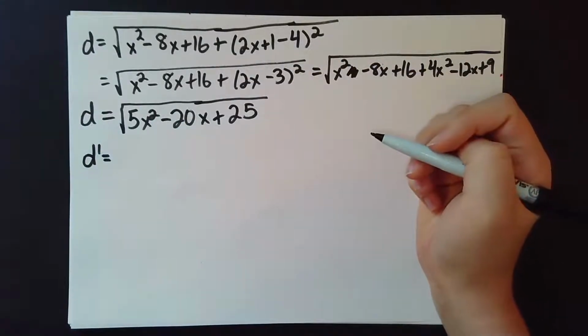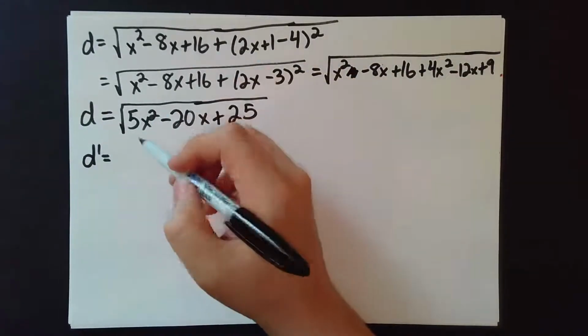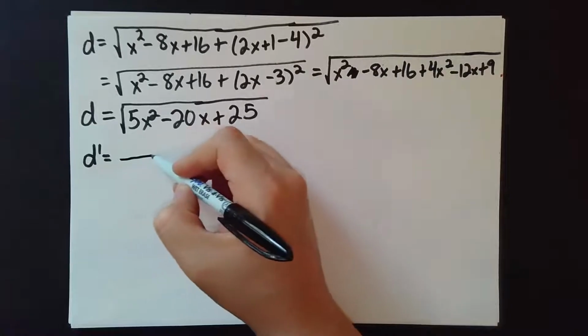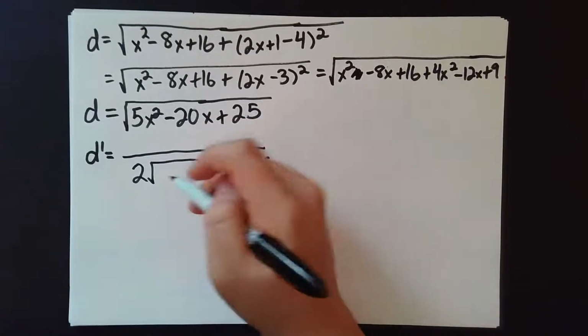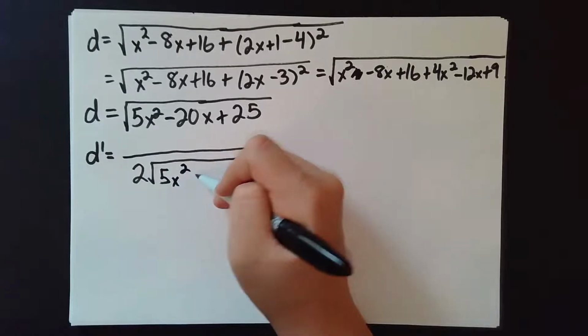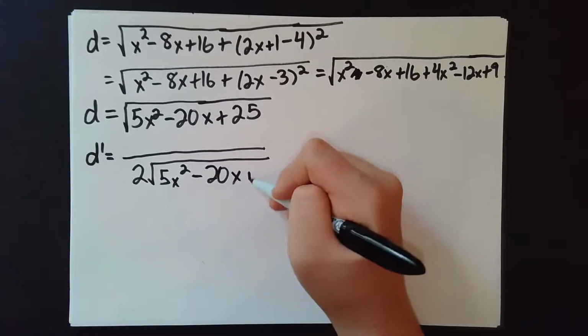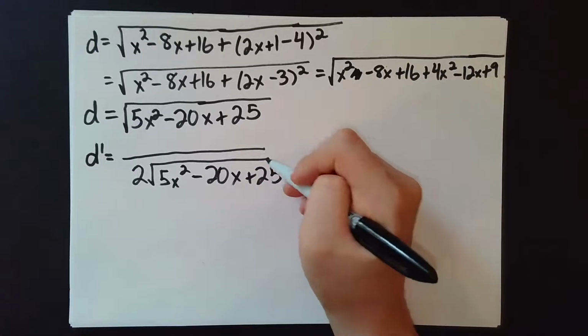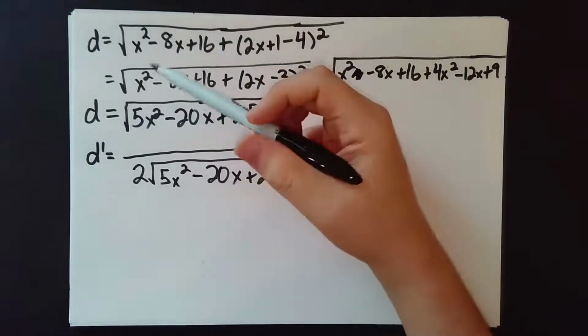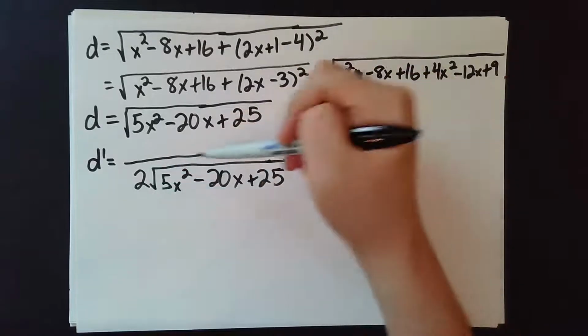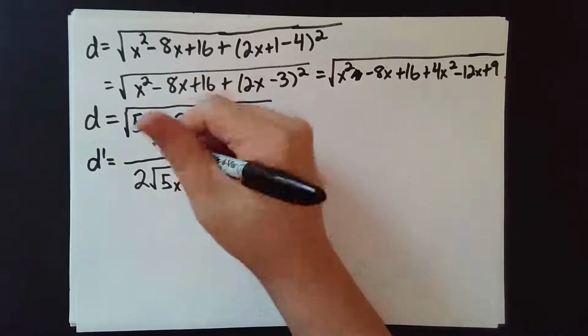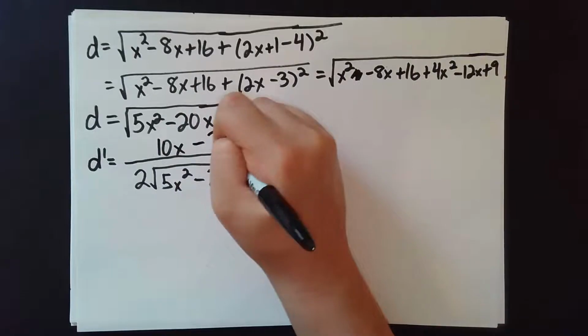So d prime here is going to require the chain rule. If I do the chain rule, I'm going to end up with the following. The derivative of square root is 1 over twice the square root of the thing. And then I need to multiply by the inside derivative. So in that case, this is 10x minus 20.